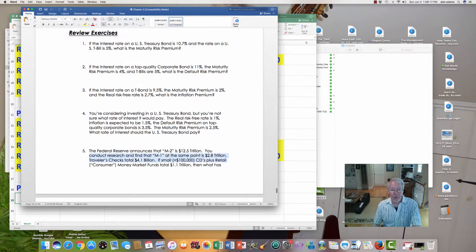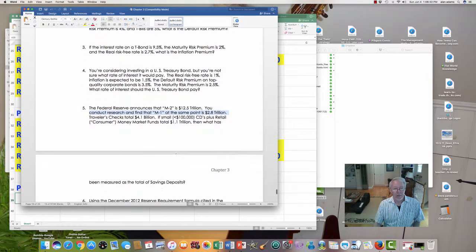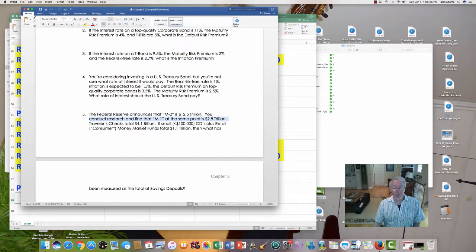The Federal Reserve announces that M2 is 12.5 trillion. You find that M1 is 2.8 trillion, and then I tell you that if traveler's checks, small CDs, and money market funds are 1.1 trillion, then what is the number of savings deposits? What you do is flip over to the page, somewhere around page 49 or 50, where I tell you all of the elements of M1 and M2, and that's going to allow you to solve this. Let's go solve it.